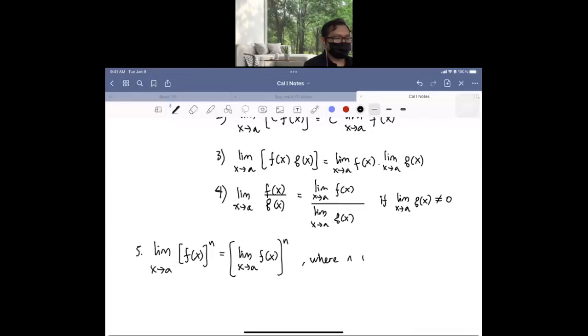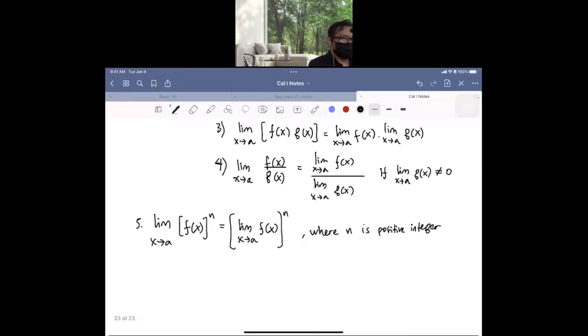where n is a positive integer. Integer is this. But I think you will confuse what is this. Let me just write integer. So if we have power, we can also have the root. Same thing. This will be the root for the limit itself.